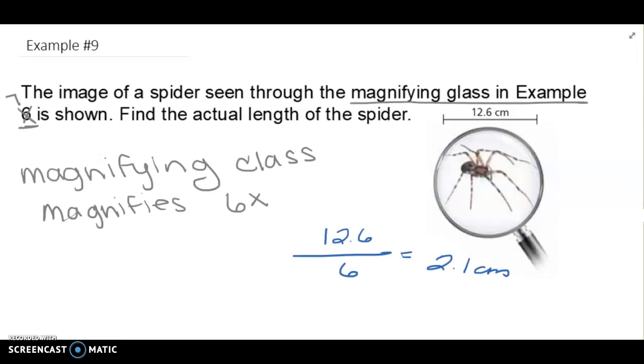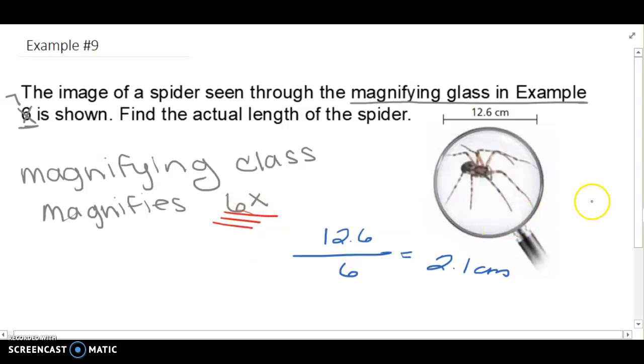All right, guys, if you remember from the last spider example, the magnifying glass, it was actually example 7, not 6, the magnifying glass magnified it by a scale factor of 6. It made it 6 times bigger. So if when we look through the magnifying glass, it's 12.6 centimeters, we want to know what it is if we're not looking through the magnifying glass. We want to know the regular length of the spider. So to do that, rather than multiply it by 6, we would divide it by 6. And when we do that, we get 2.1 centimeters. So the spider's actual length would be 2.1 centimeters.